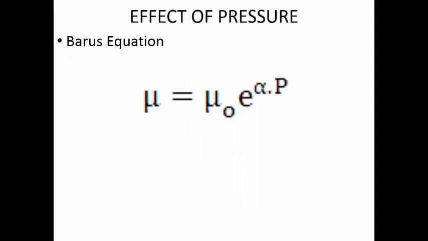The next one is the effect of pressure. For this we have something called the Barus equation, which relates the change in pressure and the change in viscosity: mu equals mu naught times e to the power of alpha p, where mu is the viscosity and mu naught is the viscosity of the hydraulic fluid at a reference pressure. If you increase the pressure to any particular value, based on this constant alpha, the viscosity of the fluid is going to change.